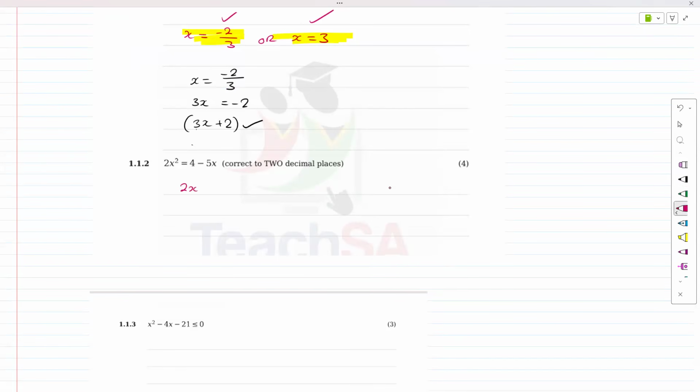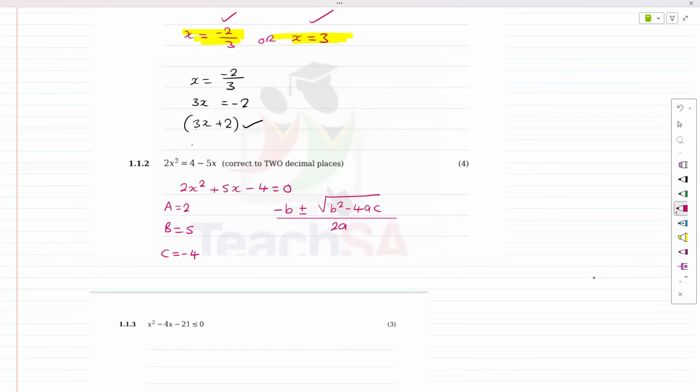So 2x squared plus 5x minus 4 equals 0. Remember, our a value is 2, our b value is 5, our c value is minus 4. So that's minus b plus or minus the square root of b squared minus 4ac, all over 2a.